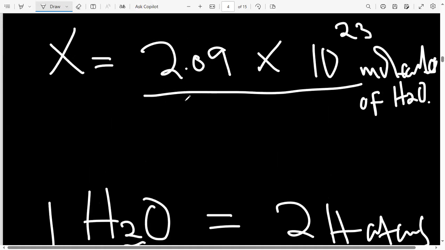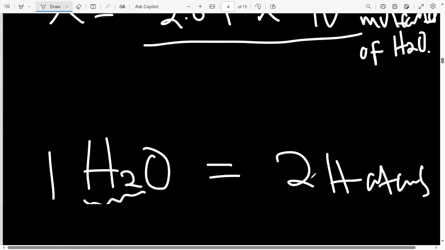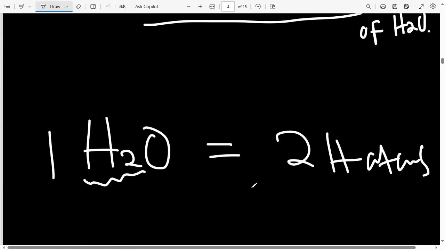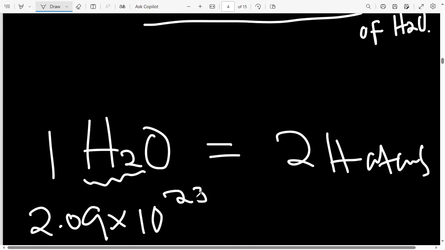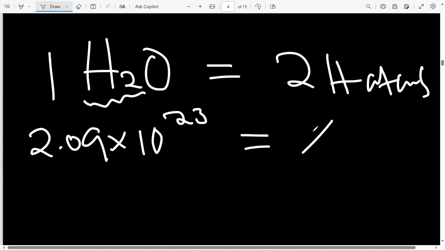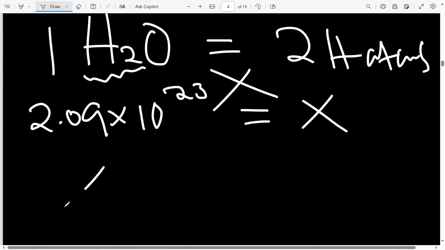So what about in this number of molecules? How many hydrogen atoms are we going to have? I'm going to write this 2.09 times 10 to the power 23 here. So these are molecules of water. And then I'm going to say equals X atoms of hydrogen there. So let's multiply. We're going to have X here, and then 2 multiplied by this number. So multiplied by what? 2.